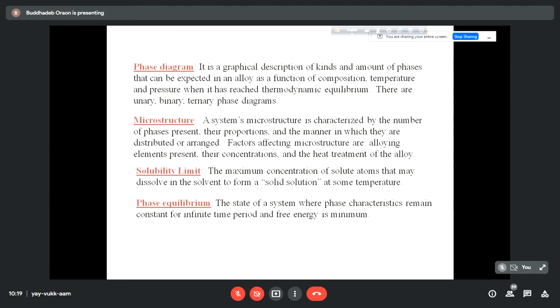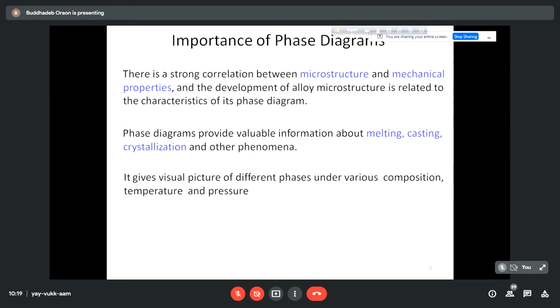Then there is a term called the solubility limit. Solubility limit is basically the maximum concentration of solute atoms that may dissolve in a solvent to form the solid solution at some temperature. We'll see this with some example.